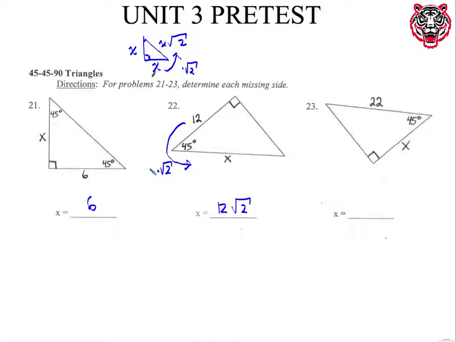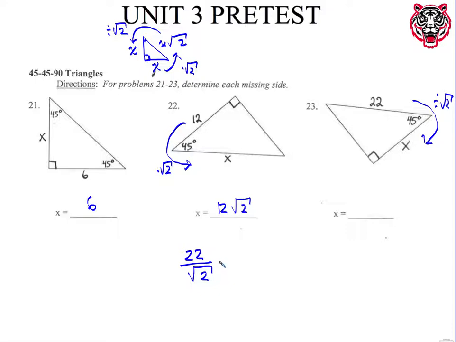All right, number 23. Now I'm going from this hypotenuse and I'm going over here. I have to divide by square root of 2. So I need to go from here to here. I need to divide by square root of 2. So the question becomes, well, what is 22 divided by square root of 2? Make sure that you definitely have this part in your notes.